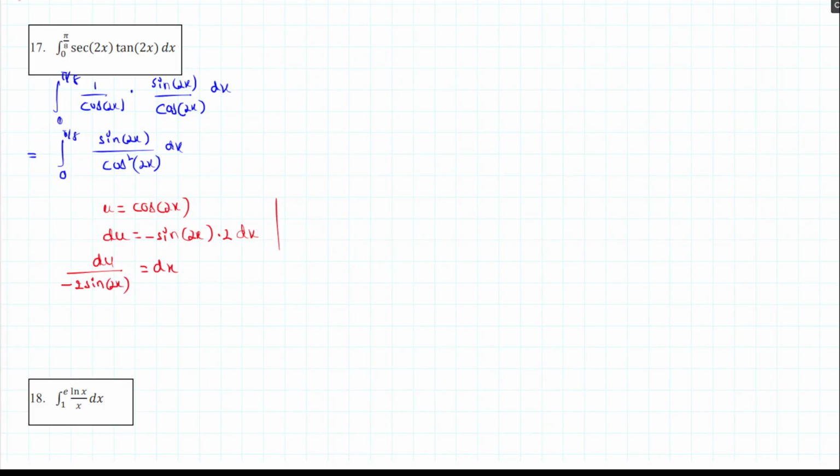Okay, and the limits we have, so at x equal to 0, then u equal to cos 2 times 0, which is cos 0, which is 1. And x equal to pi over 8, then u equal to cos 2 times pi over 8, which is pi over 4, that is the cos pi over 4, which is root 2 over 2. Okay, so let's keep it aside.